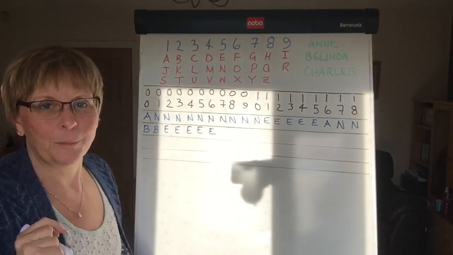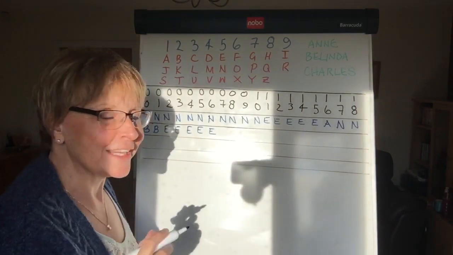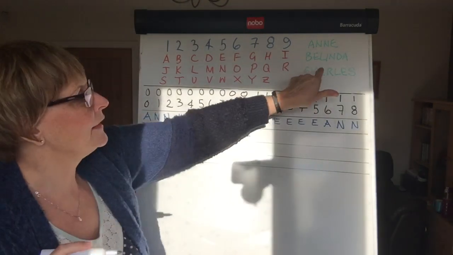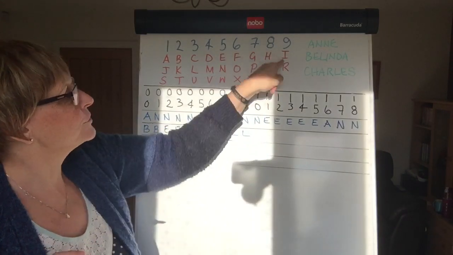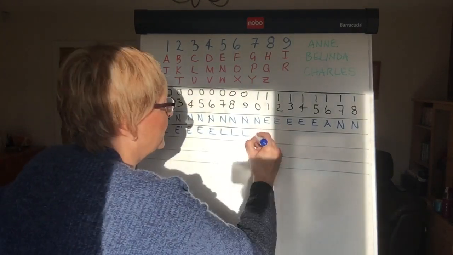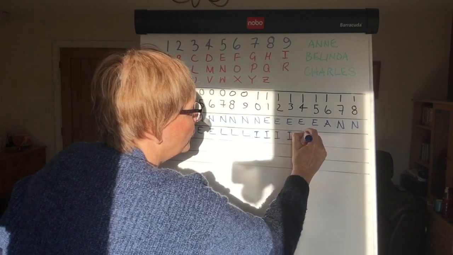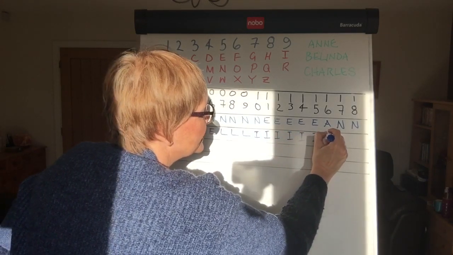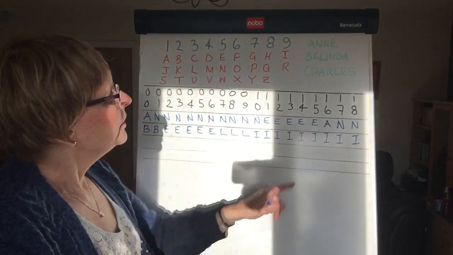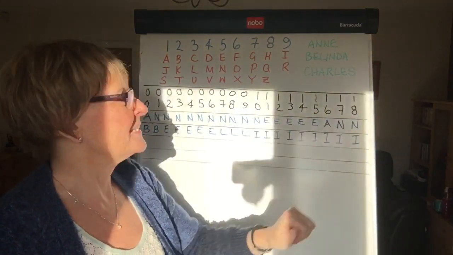The following letter for Belinda is an L. If we look for the L, it's under the 3, so it's going to last for 3 years. 1, 2, 3. Now we've got an I, and the I falls under the 9. So the I lasts for 9 years. So 1, 2, 3, 4, 5, 6, 7, 8, 9. And if we was going on, we'd then look at the N, which would last for 5 years. But we're stopping at 18 in this example.